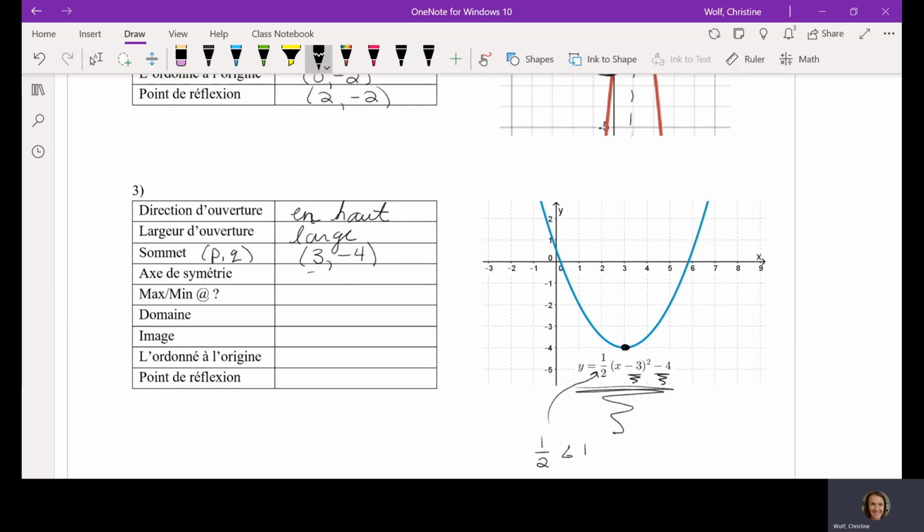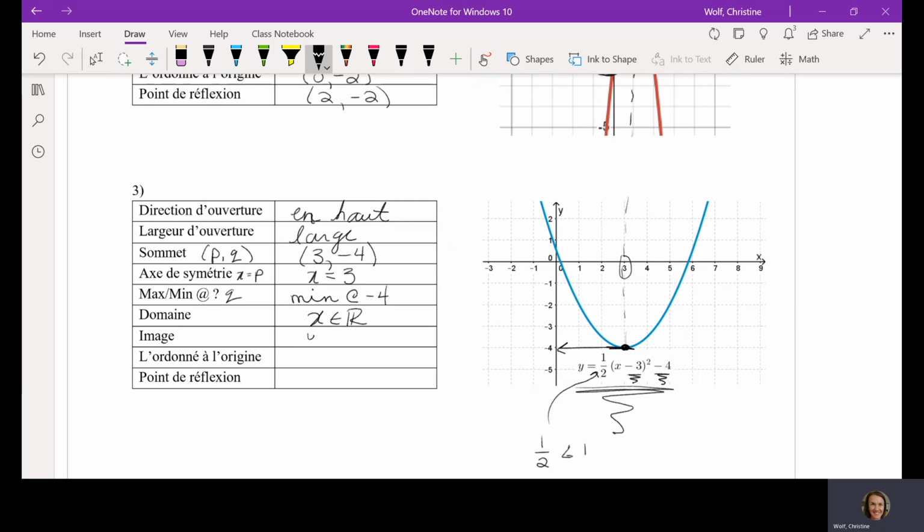Axe de symétrie, c'est toujours x égale p. So, x égale ton p, c'est le négative 3, mais n'oublie pas, tu changes la symbole. Whenever we're dealing with p, we switch a symbol. Is that true? Si je coupe au milieu, ça passe x égale 3. C'est beau. Max ou min? Well, c'est un min. Et j'ai expliqué sur l'autre page, it's always going to be a max or min at Q. So, c'est un min à négative 4. Right there. C'est beau.